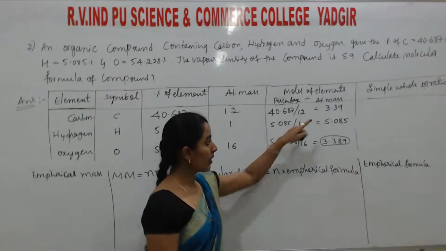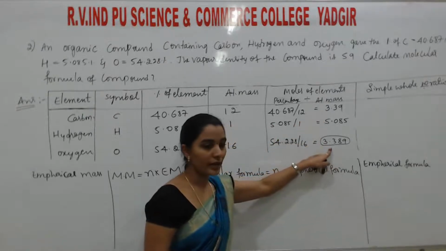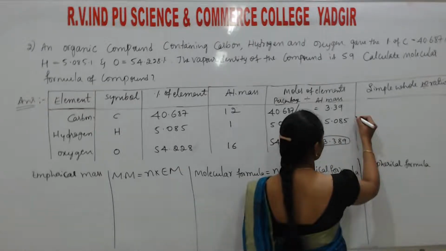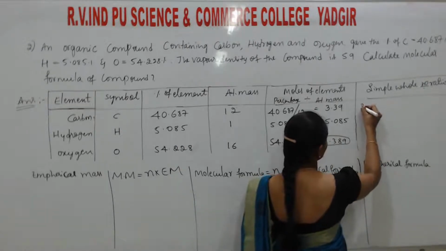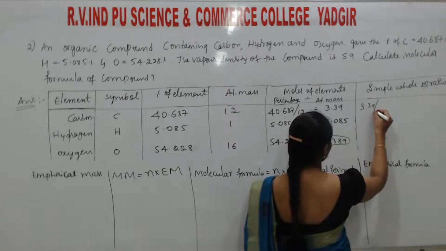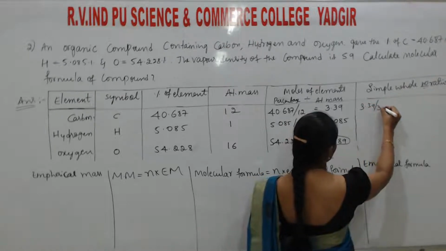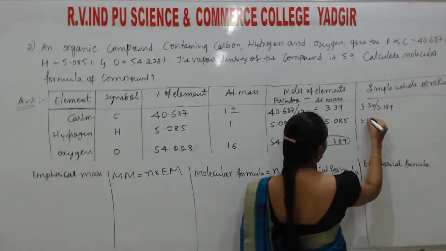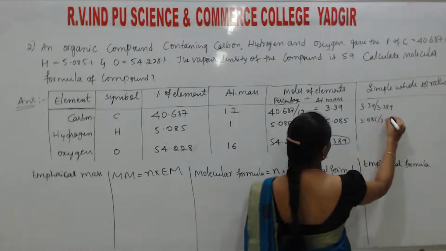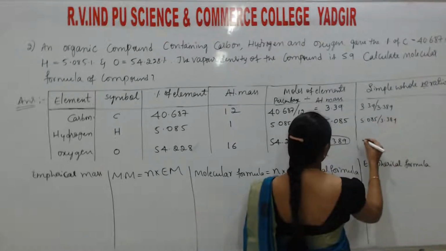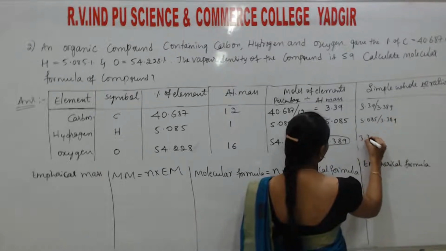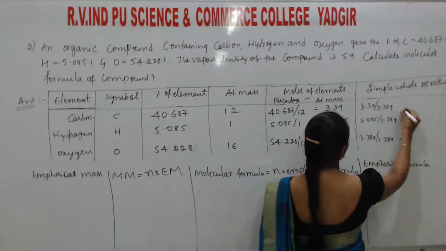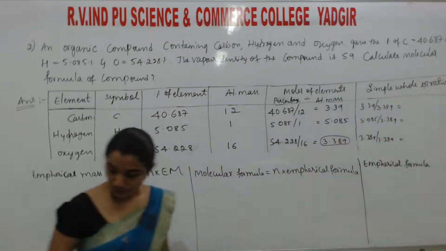Understood? So the remaining ratios are divided by what? The smallest value. That means here 3.39 divided by 3.389, and this one 5.085 divided by 3.389, and this 3.389 divided by 3.389. So students will get the answer.